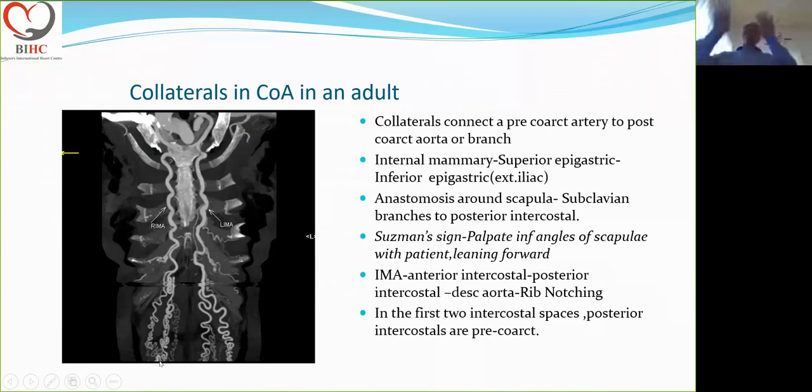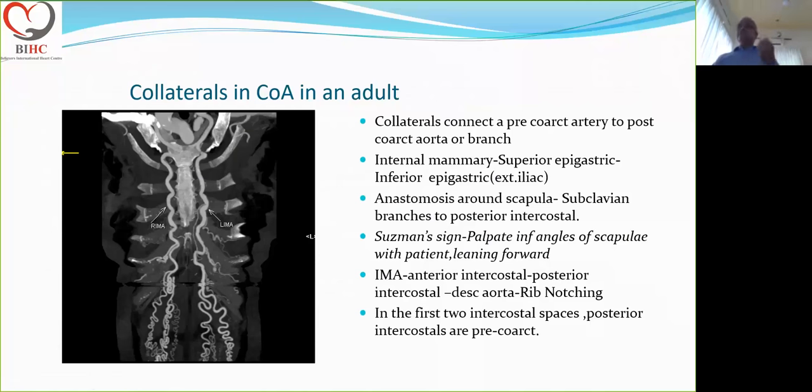So in an adult, if you make him stand up, you may find collaterals all the way in the abdomen. It is this link between the superior epigastric from the internal mammary artery and the inferior epigastric from the iliac which you are seeing. Turn him around, and there is anastomosis around the scapula, the subclavian branches to the posterior intercostals. After all, the purpose of collaterals is to connect a pre-coarct artery to a post-coarct aorta or branch.